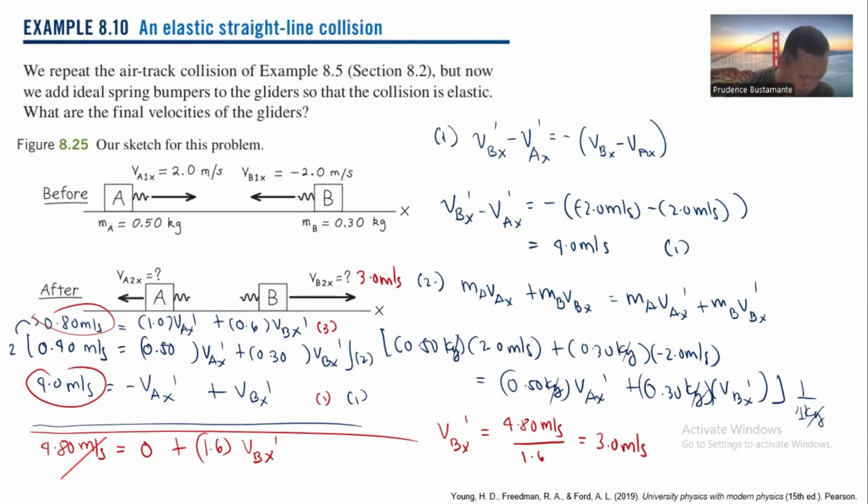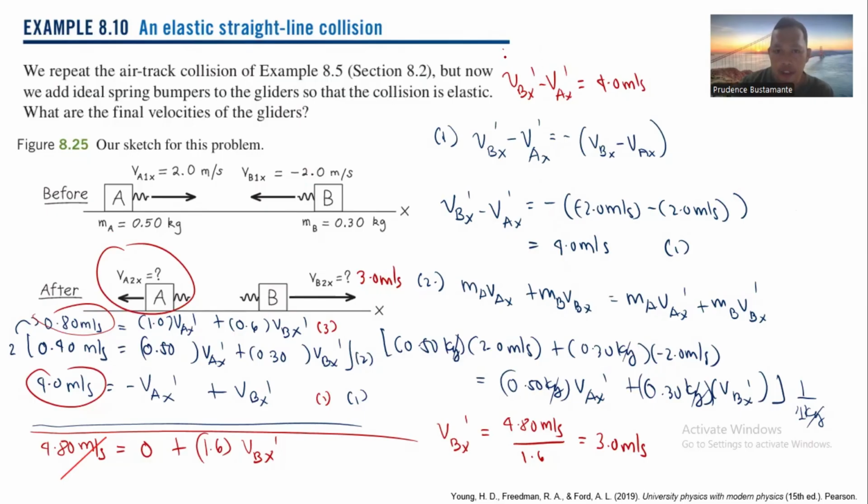Okay, now we have to calculate what is this? We already have an equation, I think we have already an equation like this. So from equation 1, I'm gonna write it here. From equation 1, our VBX prime minus VAX prime is just equal to 4.0 meters per second.